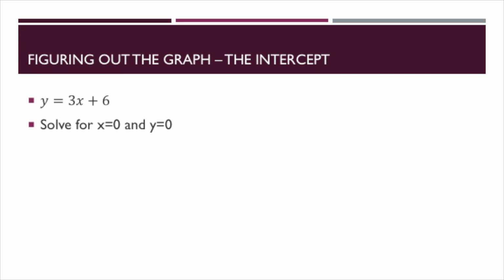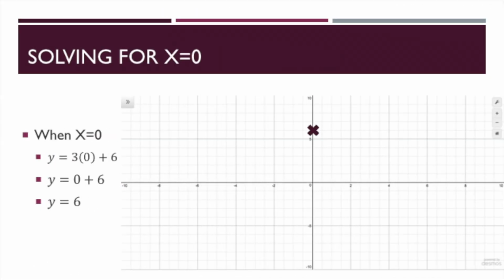On graphs, the best way to start is to figure out what the intercepts are. So let's take the equation y equals 3x plus 6. Now the intercepts are where x equals 0 and y equals 0. So we want to solve for when x equals 0 and y equals 0. Let's start by solving where x is 0.